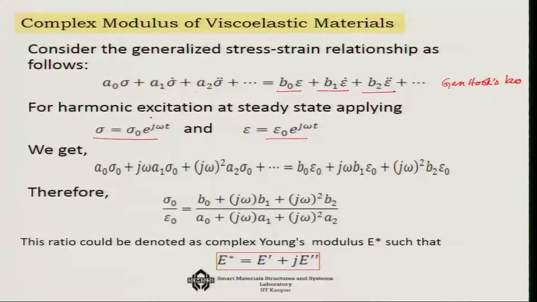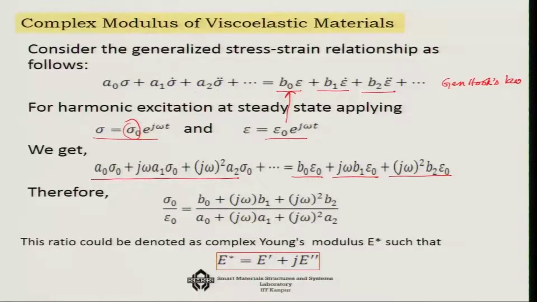If I apply these two back in the equation above, since e raised to the power j omega t will be cancelled from both sides, we get this kind of expression in terms of stress. Sigma 0 is the amplitude of the stress. So, A0 sigma 0 plus j omega A1 sigma 0, etc. And similarly, applying it in epsilon, you get B0 epsilon 0 plus j omega B1 epsilon 0 plus j omega squared B2 epsilon 0, etc.